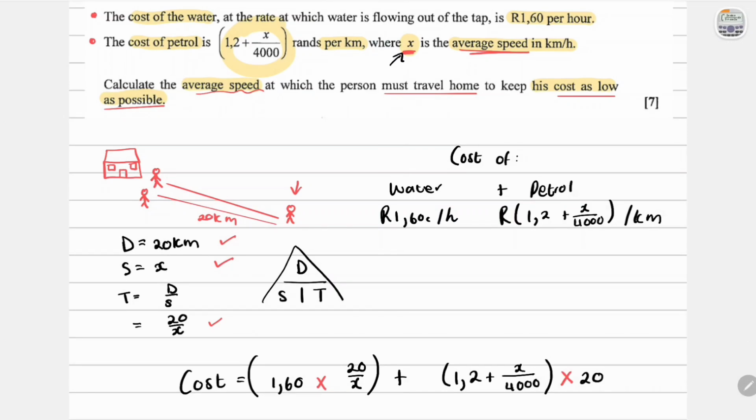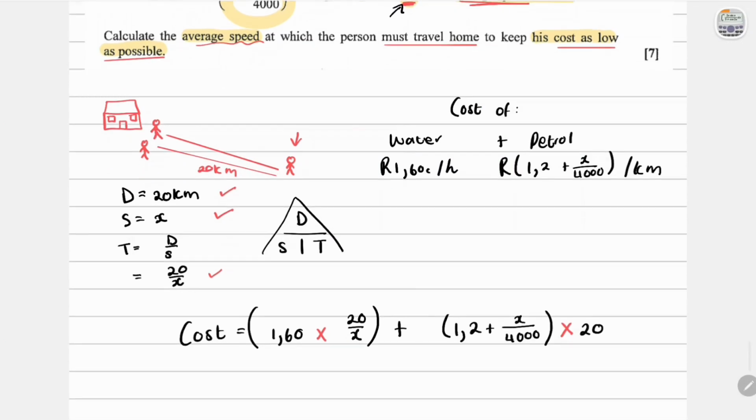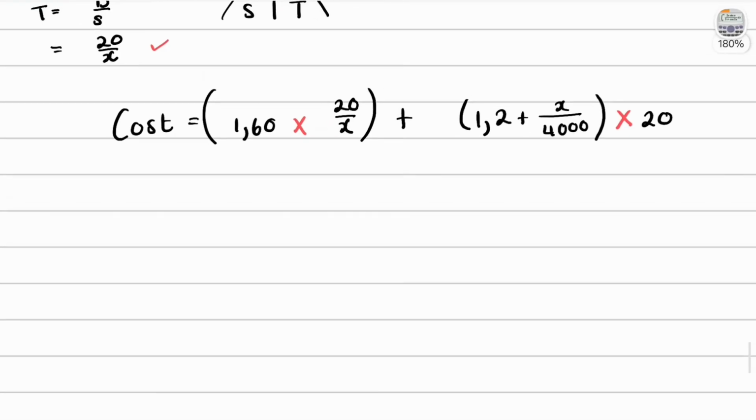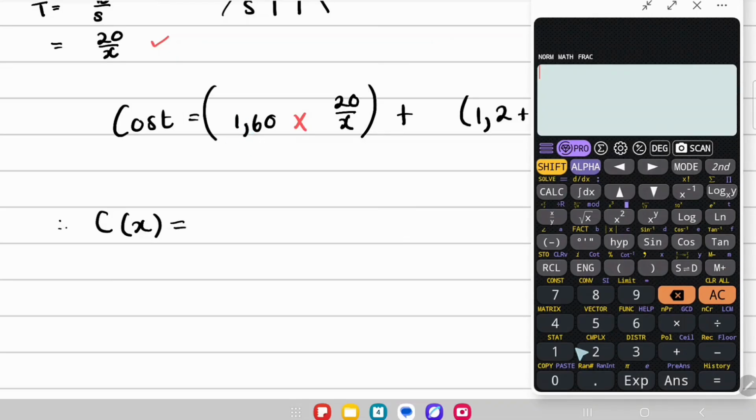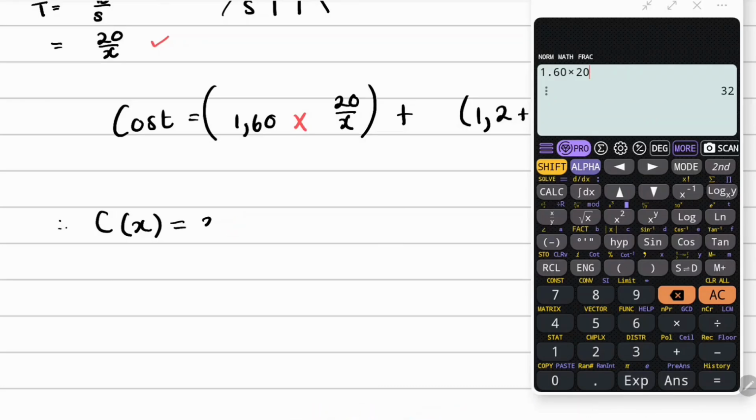Then we're going to find the speed at which this cost will be a minimum. So let's simplify our cost equation. You can see that it's already in terms of x. So we might as well just call it c, okay, c of x. It's in terms of x. Okay, so let's go ahead and calculate this. So we're saying 1.60 multiplied by 20 over x, okay? So times 20 is 32. So this is 32 over x.